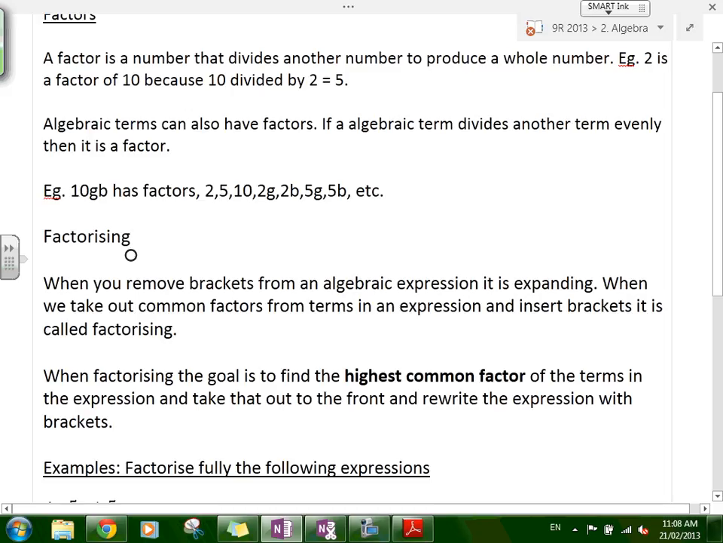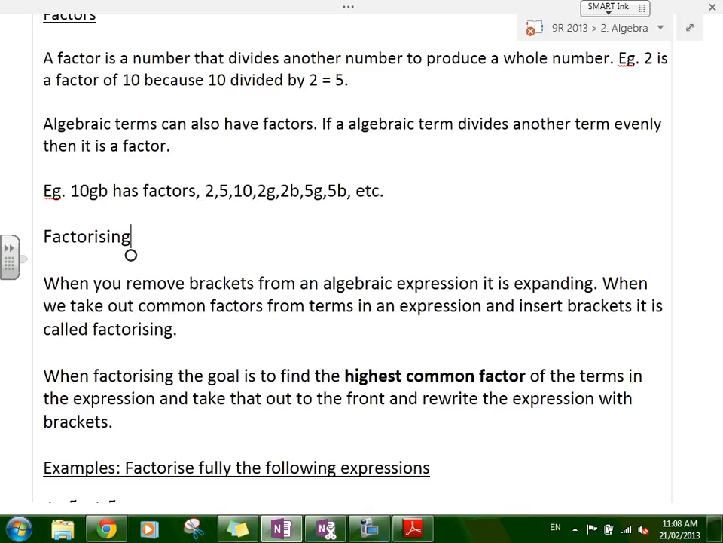So, like we did yesterday, expanding is when you remove brackets. Okay, you multiply the factor at the front with each term inside the brackets. When we take out common factors from terms in an expression and insert brackets, because you're taking it from two terms, however many terms you have, it's called factorizing. Okay, so you're looking at the terms you have in your expression, and then you're taking common factors out the front, putting brackets in, which is reversing what we did with expanding brackets. So when factorizing, the goal is to find the highest common factor.